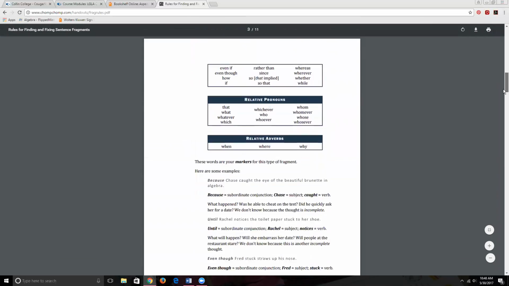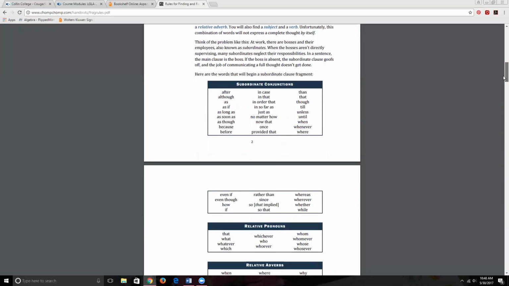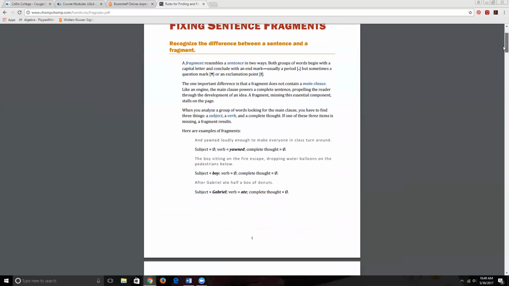So this gives you a little bit more depth, and you can see it lists all these lovely words that will affect whether it's a sentence fragment or not. And again, just a little review. I'm not going to spend much time on this, but we need to have 3 things to have a sentence.